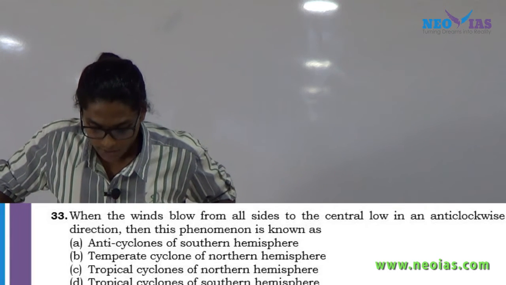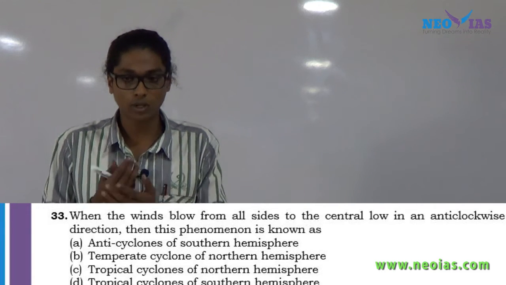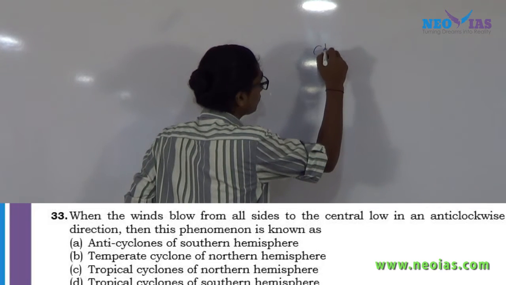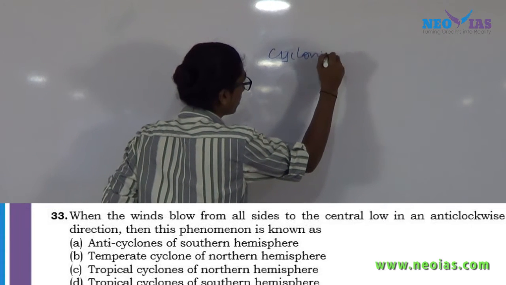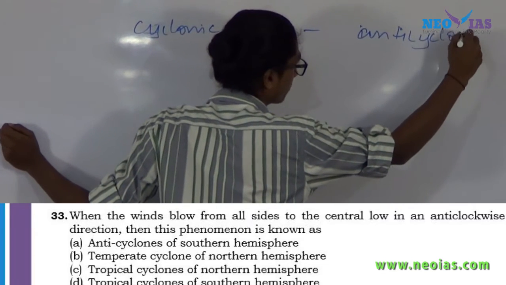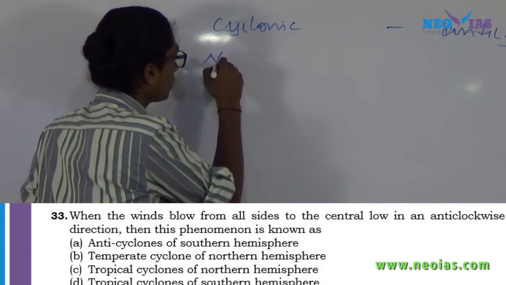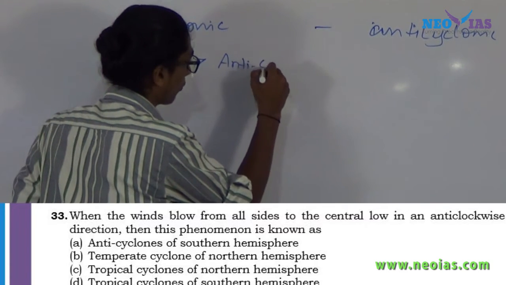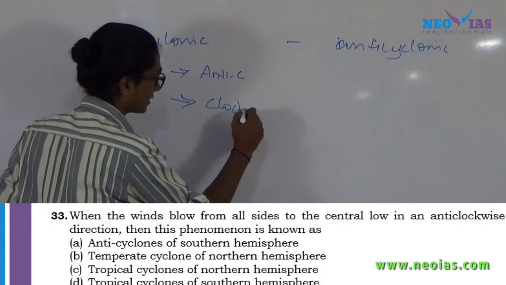Now see, in the question it is given as central low, and it is having anticyclonic rotation. If you are having cyclonic rotation, another thing we can have is anticyclonic rotation. In the case of anticyclonic rotation, in the northern hemisphere the rotation will be anti-clockwise, and in the southern hemisphere it will be clockwise.